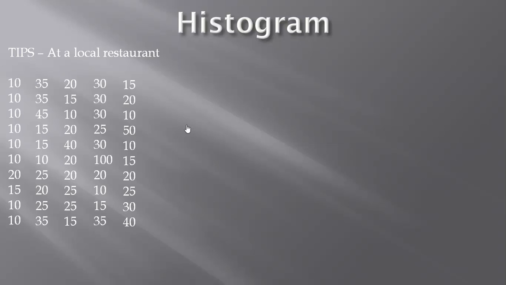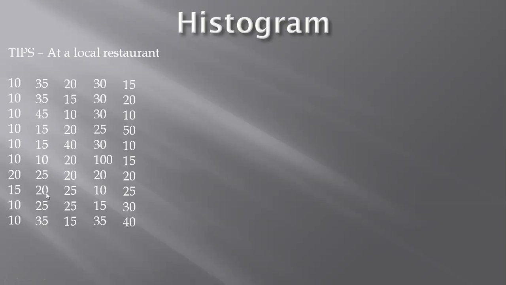When I take you further into the histogram, I'll give you an example of a local restaurant. Usually after finishing a meal or any snacks there, you pay the waiter a small tip for his services. So I collected some data of different people who came to the restaurant and what tips they gave. On the left hand side of the screen, you can see that I have arranged the data in whatever manner I got it.